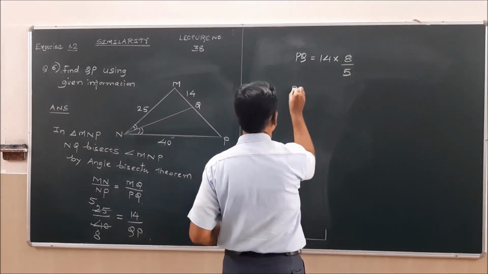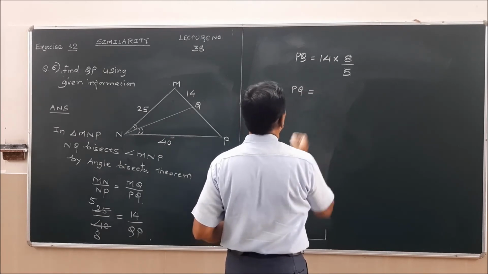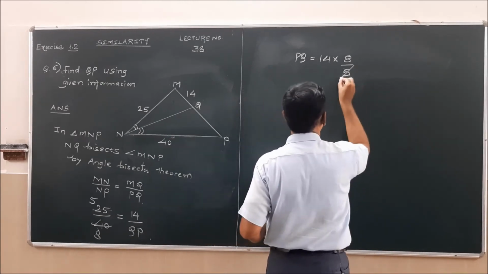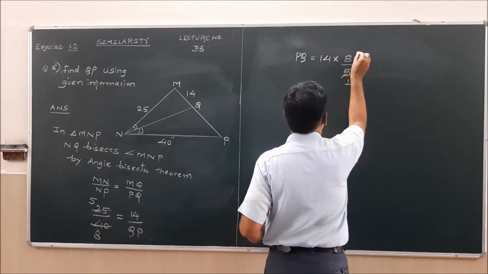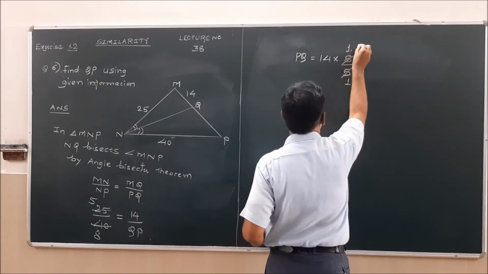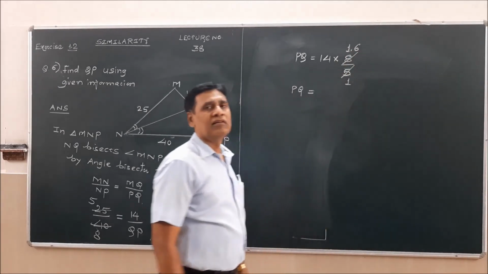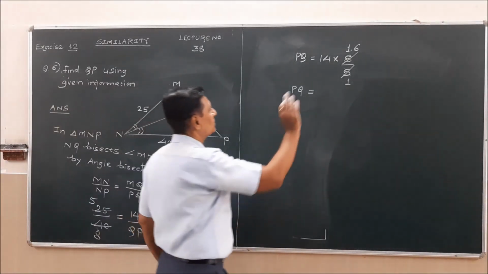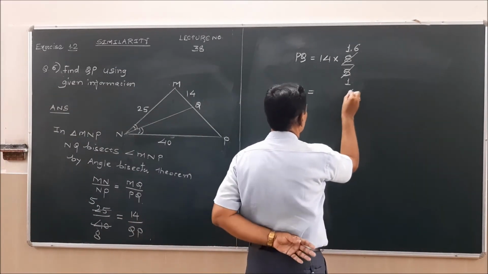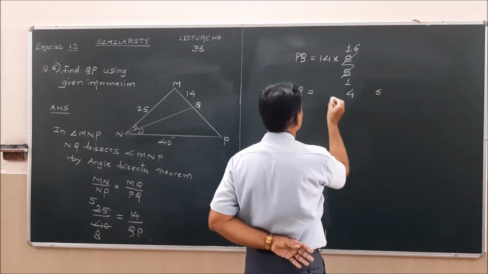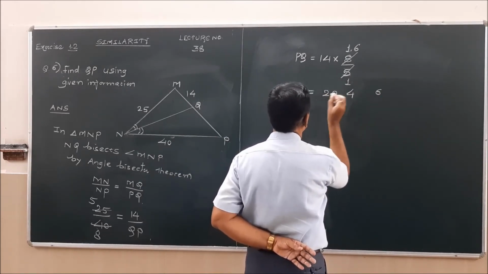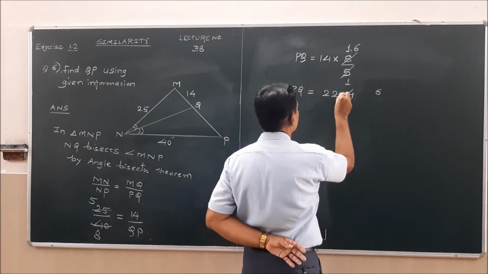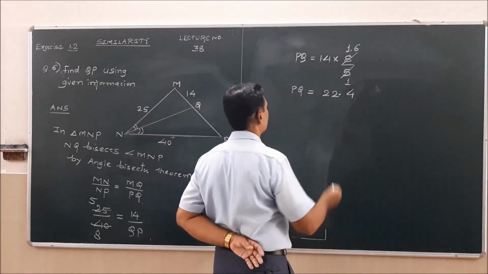So PQ is equal to 5 ones are 5, 5 6s are 30. Correct. 16 fours are 64. So 22 point 4 units.